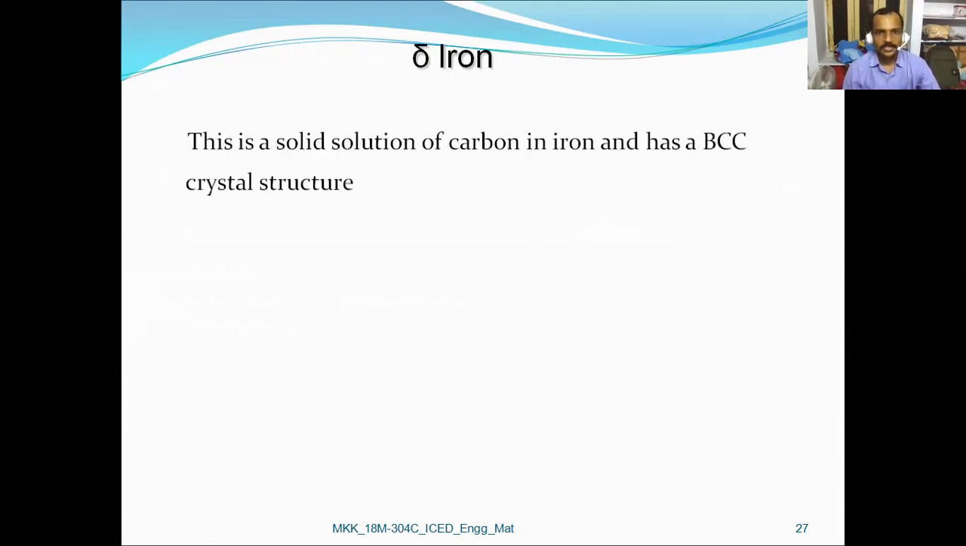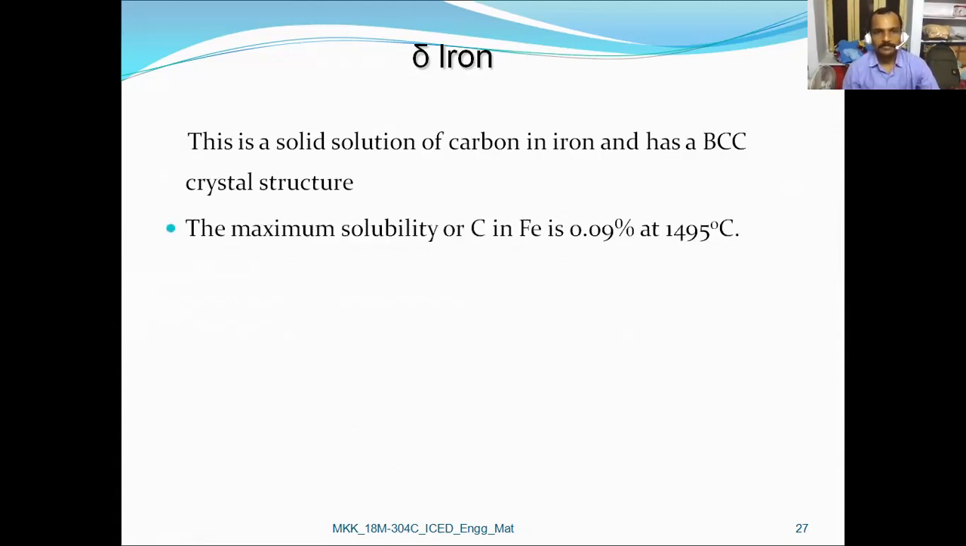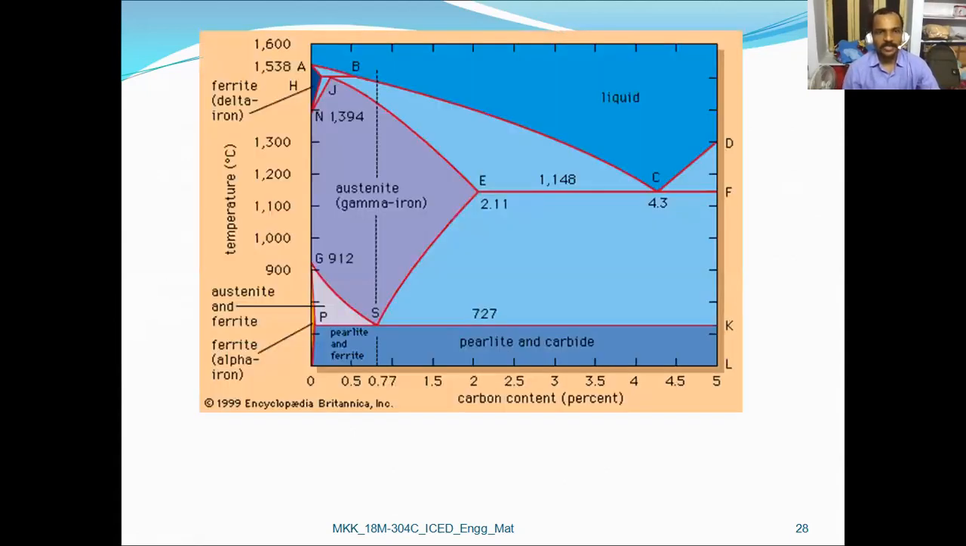Delta iron. This is a solid solution of carbon in iron, has a BCC crystal structure, body centered cubic crystal structure. The maximum solubility of carbon in iron is 0.09 percentage at 1495 degrees centigrade, and this has no real practical significance in engineering.